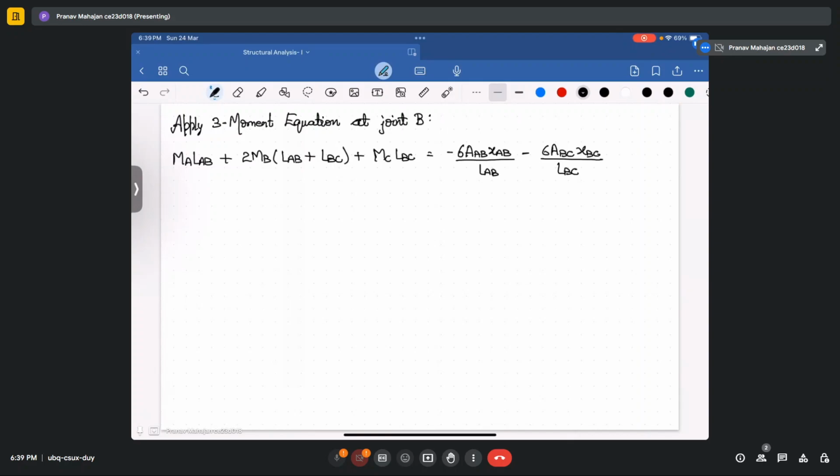Okay, substituting all the values. Now what we will get? We will get here 3 into MA plus 2 MB into L, and L is 6, plus 3 into MC is equal to 6 into AAB is 22.5 into 1.5, and their total L is 3, and minus 6 into 16.875 into 1.5 divided by 3. So here MA is equal to 0.